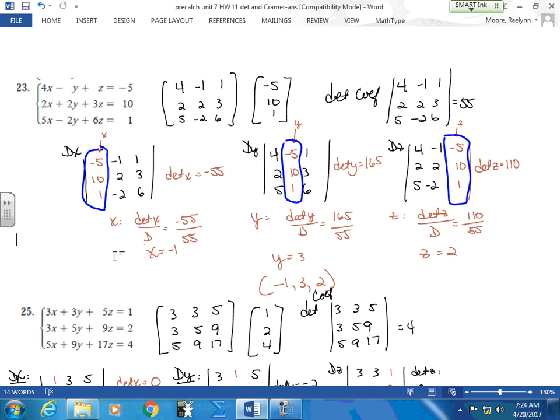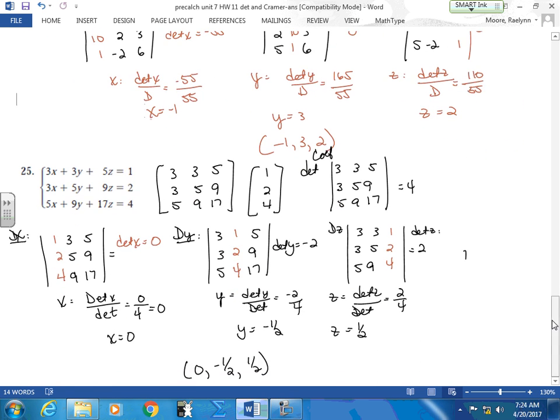Questions? Did you find this easy? Good. Very good. If you didn't, tell me. It's probably just a little something you're missing. Okay, again, you can have fractions in your answers. Our solutions do have fractions.